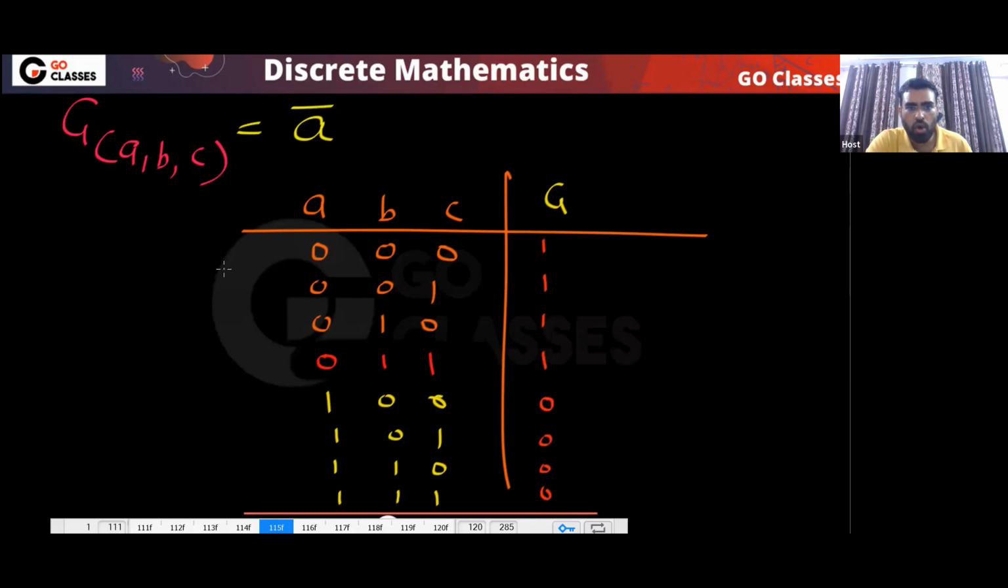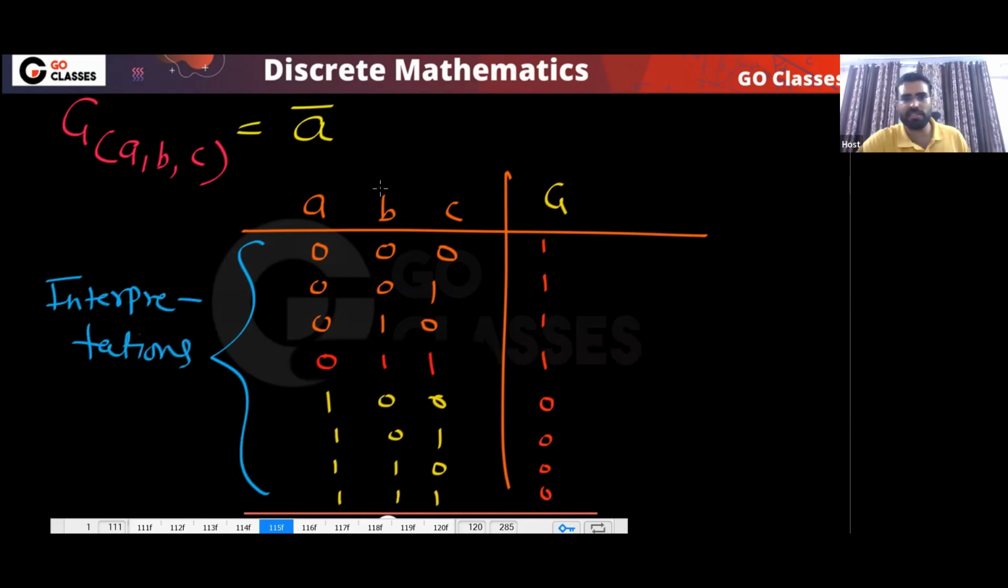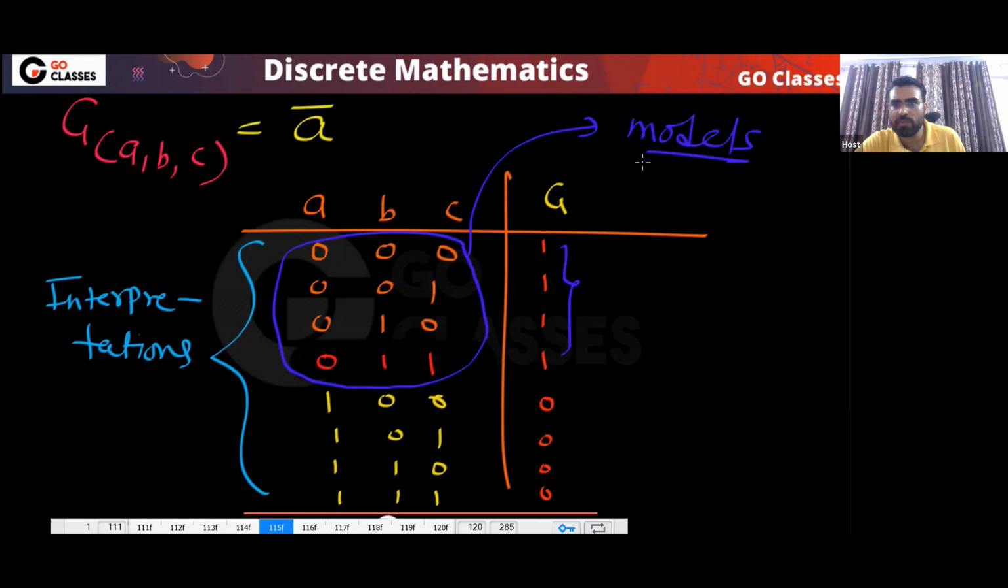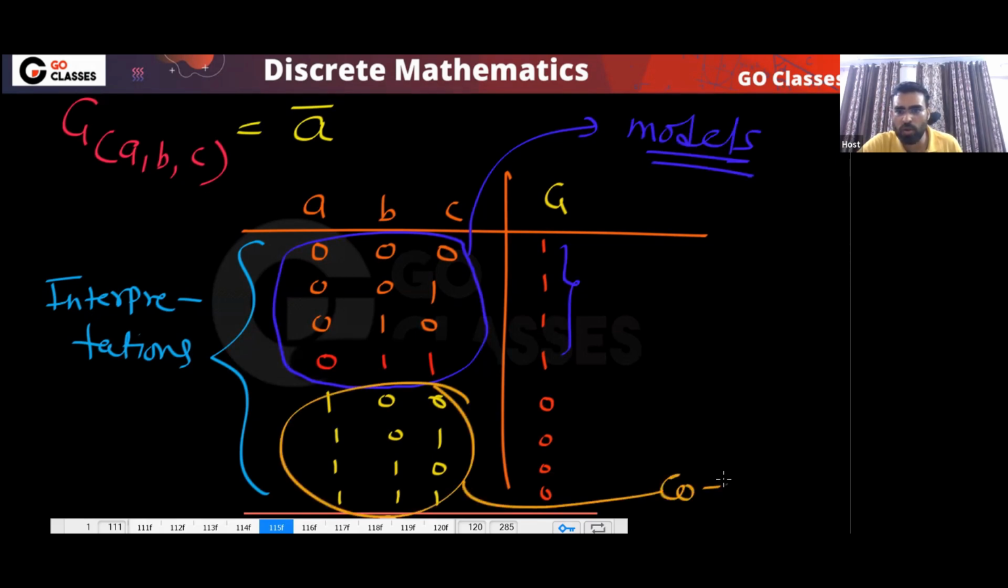Now let me tell you that all of these are called interpretations. So how many interpretations do we have? Total 8 interpretations we have. Here you can notice G is true, so these are your models, because here your expression is true. And these are co-models. You can say that these interpretations are co-models.